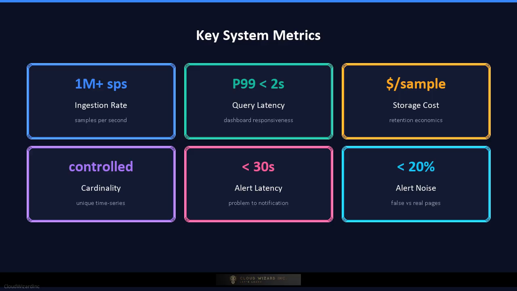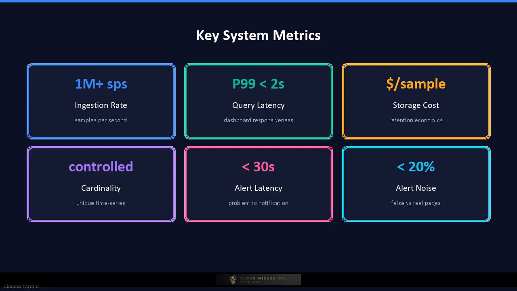Query latency, especially the 99th percentile, determines whether dashboards are usable during an incident. Storage cost per sample, which drives the economics of retention. Cardinality, the number of unique time series, which is the silent killer of TSDB performance. Alert latency, the time from a problem starting to the notification being sent. Alert noise ratio, the fraction of alerts that are real versus false or informational. And mean time to detect and mean time to recover, the business-level outcomes that justify the entire observability investment.